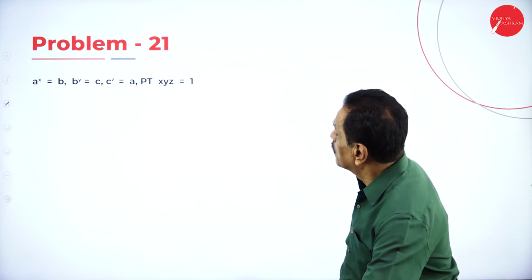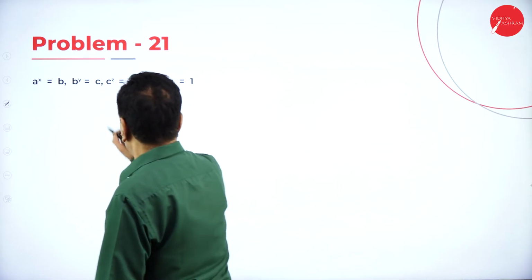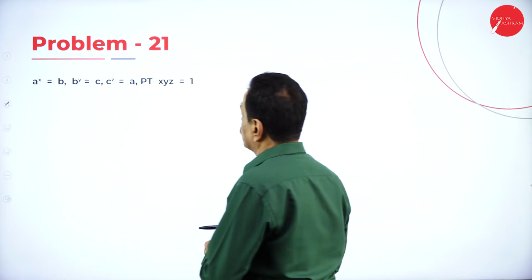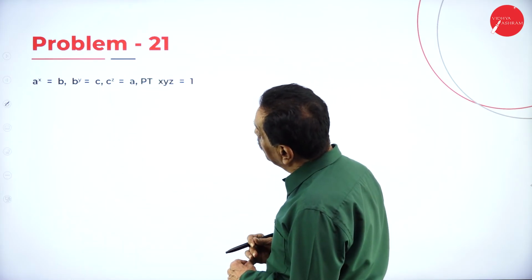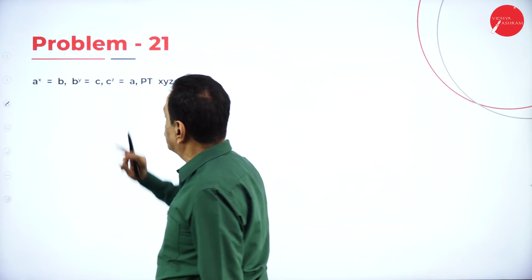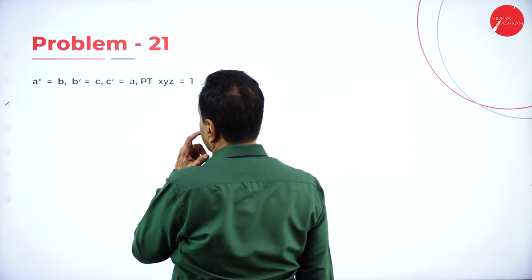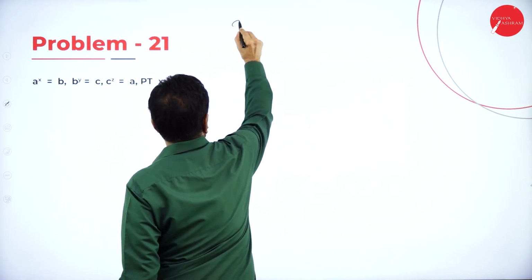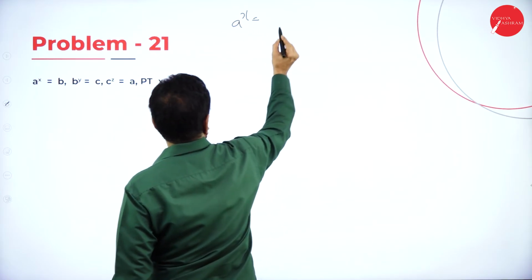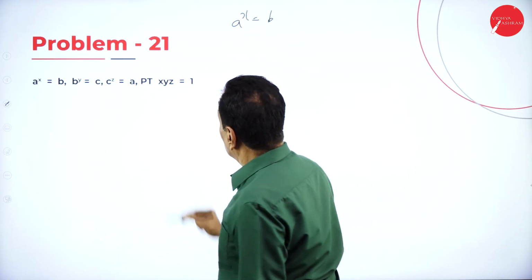Same thing. a to the power of x, b to the power of y, c to the power of z is equal to... Prove that xyz is equal to 1, he says. a to the power of x is equal to b.